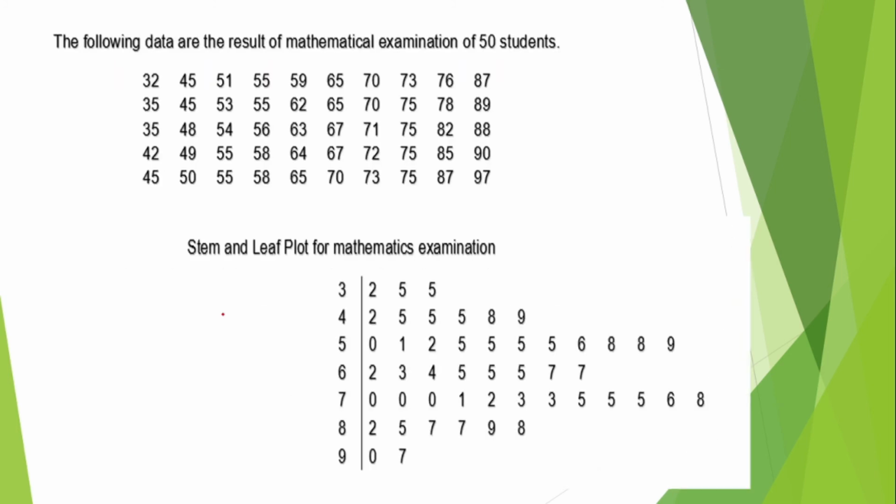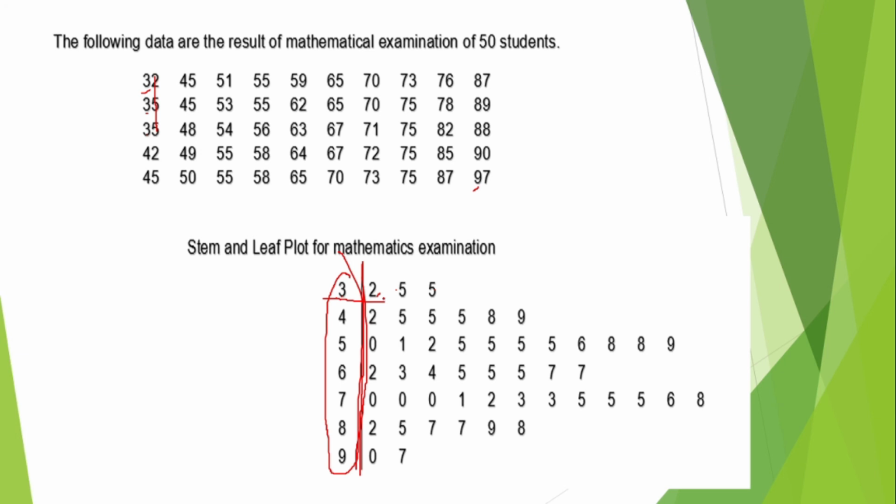Using stem and leaf plots for this mathematical examination, this is what it looks like. We need to draw a column here, a line here. We just take the first digit, the tens digit. So you have 3, 4, and so on up to 9. How many got a tens digit of 3? You have 32, 35, 35, three of them. We just write the ones digit of the number, so you have 2, 5, and 5.